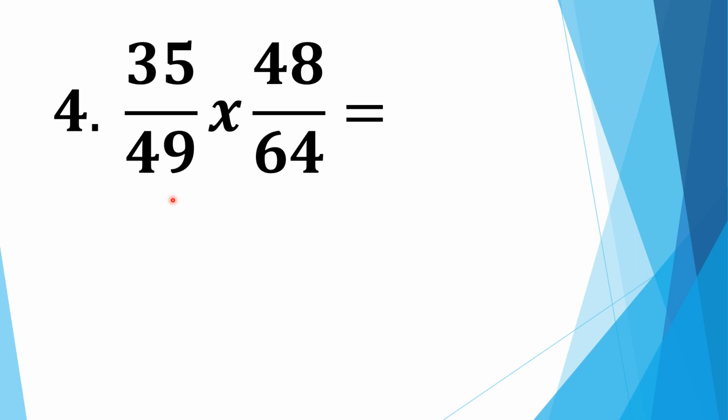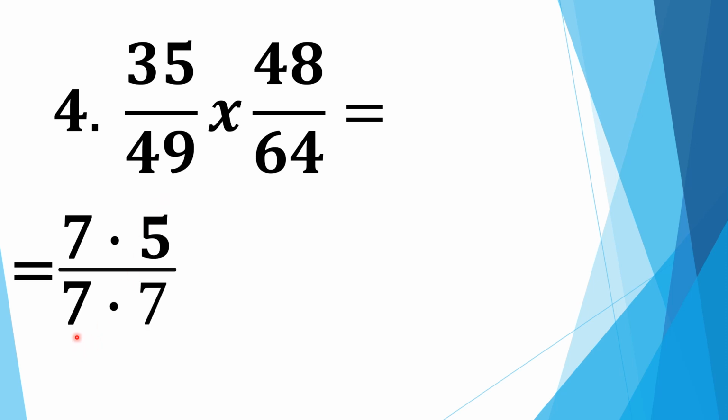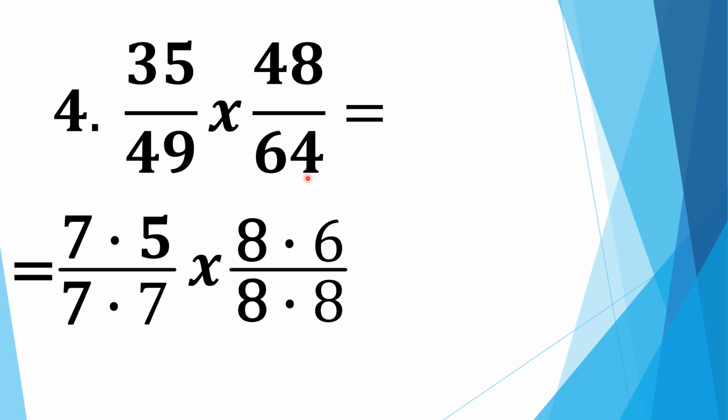We can factor out 35 as 7 times 5, 49 as 7 times 7, 48 as 8 times 6, 64 as 8 times 8. Then, we can eliminate or cancel out 7 and 7. Then, 8 and 8.